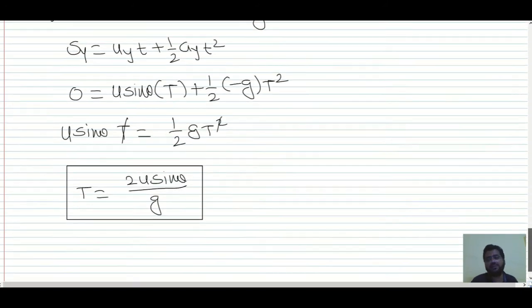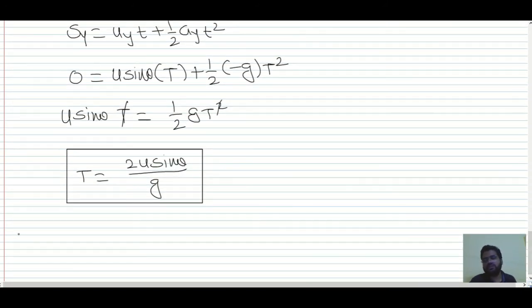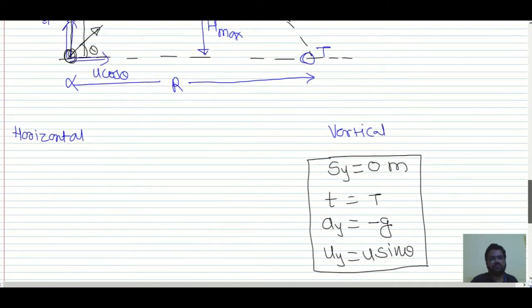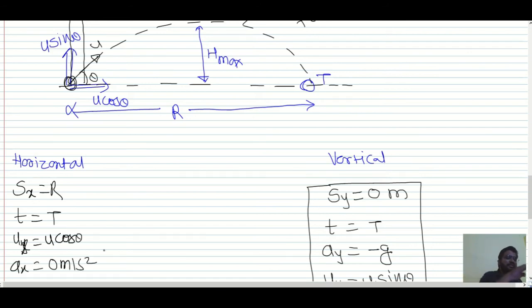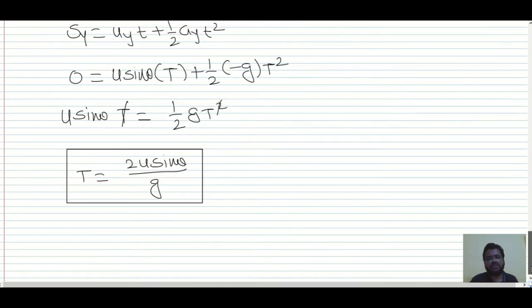now what will happen? So along the horizontal, what are the displacement, time of flight, everything? So x we have is the range R, time we have is the time of flight capital T, then the velocity we have is ux, and that is equal to u cos theta, and the acceleration along the horizontal direction is 0 meter per second squared, because acceleration in the horizontal direction is 0, no? Right, acceleration in the horizontal direction is 0.